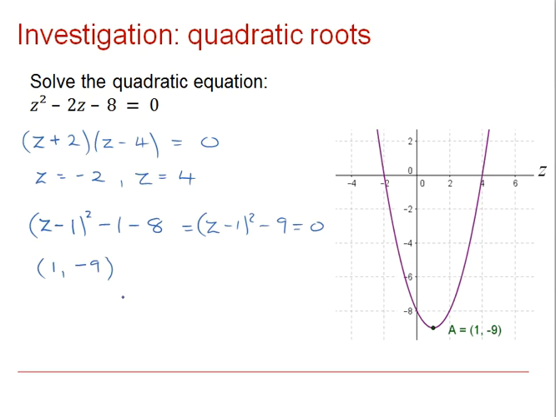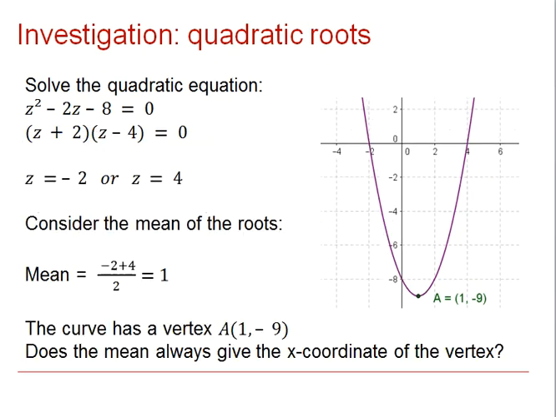You'll note that due to the symmetry of the parabola, it looks as if the vertex, the x-coordinate of it at least, is halfway between the two root values. Therefore, another way of finding the x-coordinate of a vertex might be to consider the mean of the roots. In this case, this does give the same value as 1, but does it mean that it always gives the x-coordinate of the vertex? We will have to explore this for complex conjugate roots.